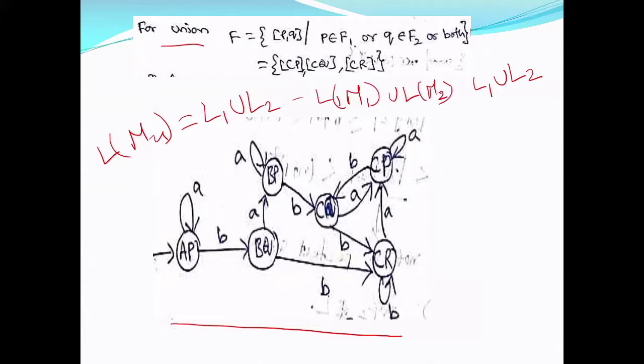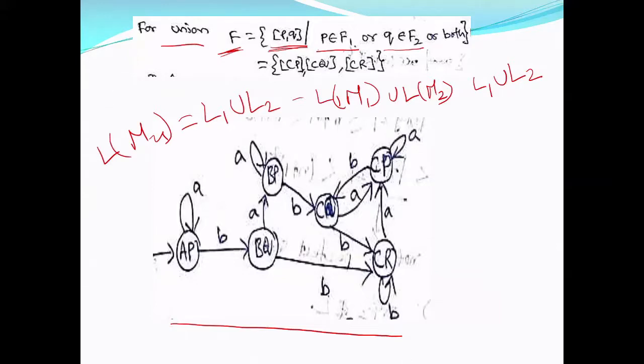If I want this, then what should I do? In this pair, all pairs will become final states. Now I am making the final states: all pairs in which one of the pair is a final state. See, P belongs to F1 or Q belongs to F2 or both. So this pair contains at least one final state. It can be P, it can be Q, or it can be both.